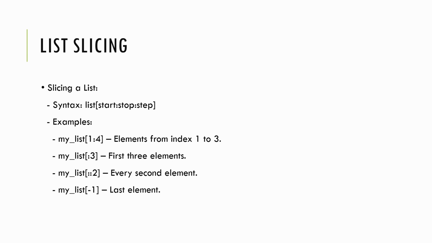Slicing is another powerful feature in Python lists. You can extract a portion of a list using the slice syntax: list[start:stop:step]. For example, my_list[1:4] gives us elements from index 1 to 3. You can also slice with a step like my_list[::2], which will return every second item from the list. Remember, slicing does not change the original list, it returns a new one.